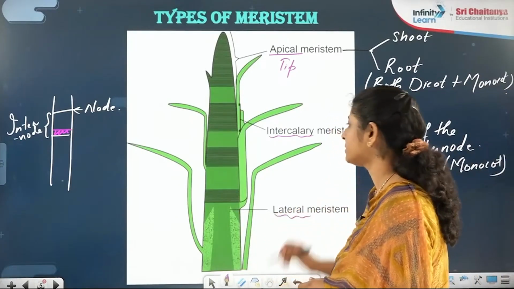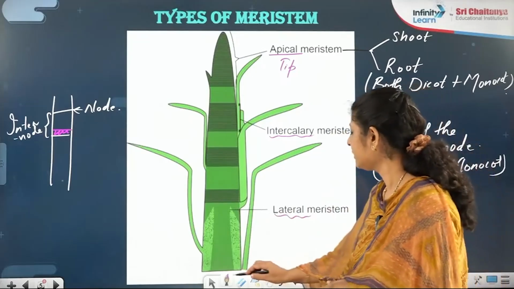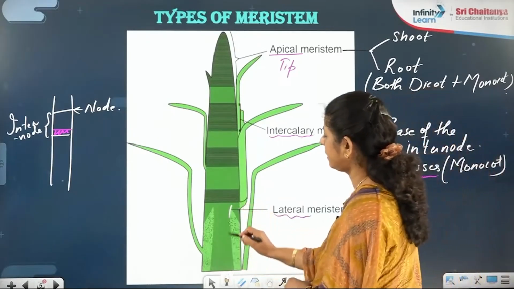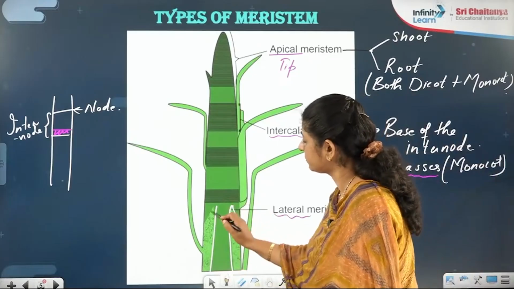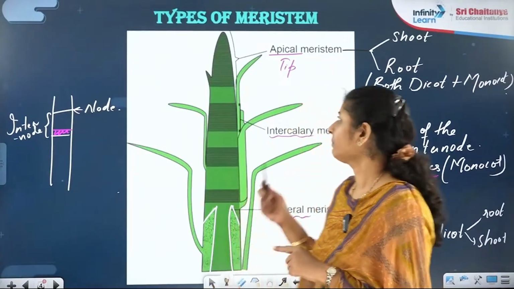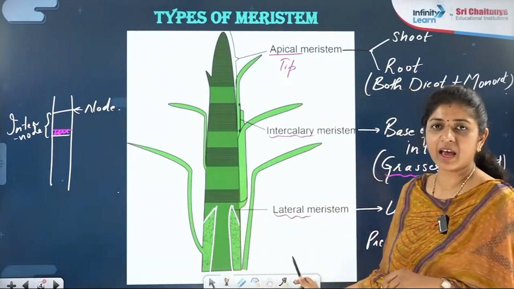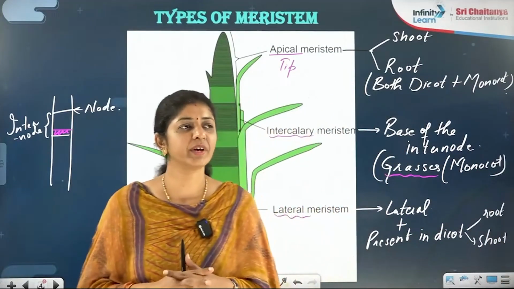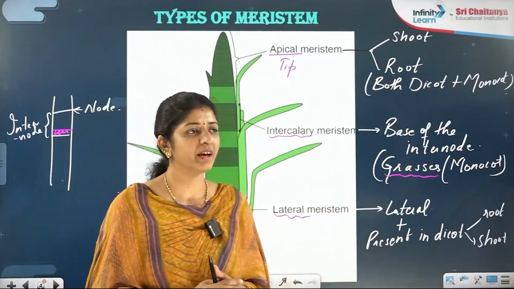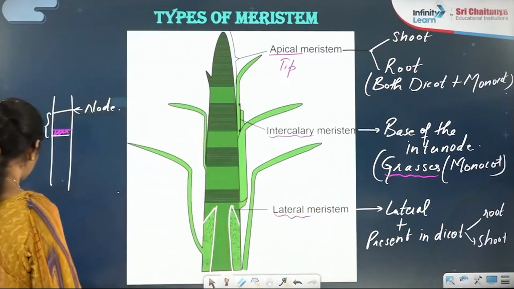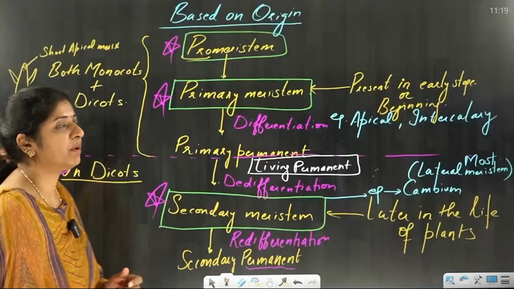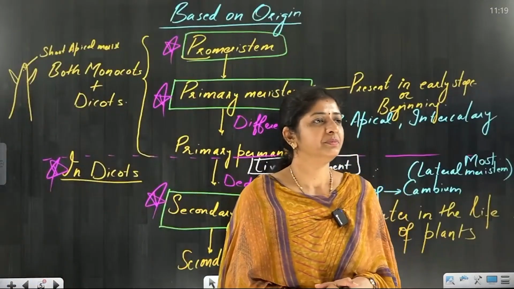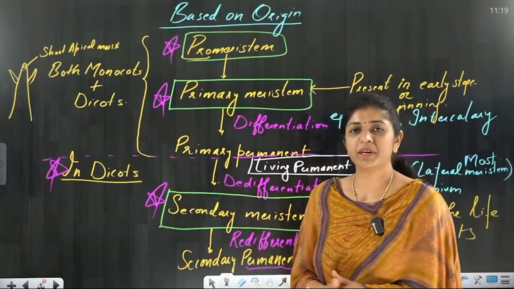The lateral meristem. Lateral meristem is lateral in its position. It is present lateral in its position. We discussed the apical, intercalary and lateral, right? I hope this is all fine to everyone. We discussed up to here, right? Now again, I am going to discuss based on the origin. Fine? Okay, now I am taking this point based on the origin.